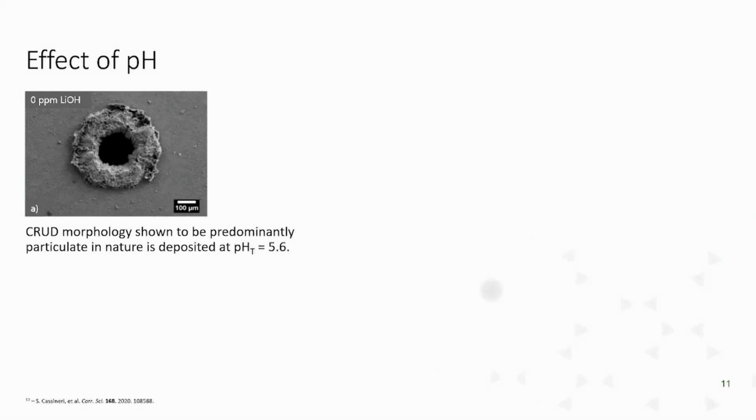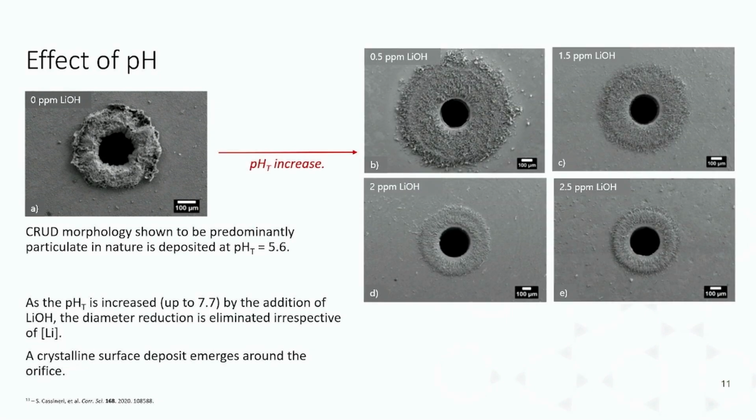But in the literature and in the work that we've done here, we found that the pH has the greatest effect on this deposition process. Like I've just shown, in high purity water, we get this diameter reduction and this particulate deposit that forms around the orifice. Once we increase this pH, irrespective of the concentration of lithium hydroxide that we add to increase the pH, this diameter reduction is completely eradicated, and what we're left with is a surface deposit around the orifice.